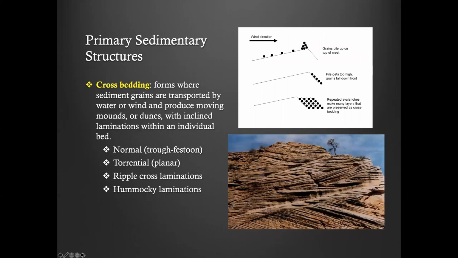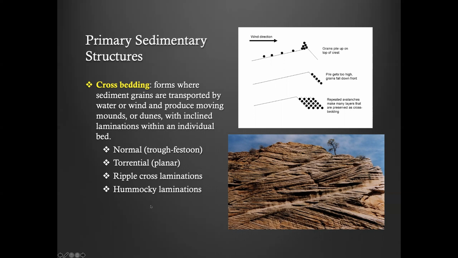Also in cross-sectional view of sedimentary rocks, particularly sandstones, and sometimes limestones, oftentimes we see cross-bedding. Again, this is a primary sedimentary structure, forms where sediment grains are transported by water or wind and produce moving mounds or dunes with inclined laminations within an individual bed. So if we look at this line right here, that would be a bedding plane. And this is one set of sedimentary cross-bedding within that bed. And we can look at each one of these as separate little beds within, and within them we have cross-bedding.